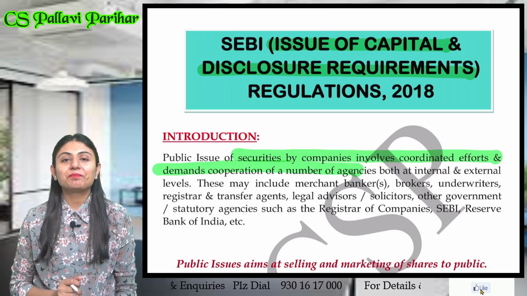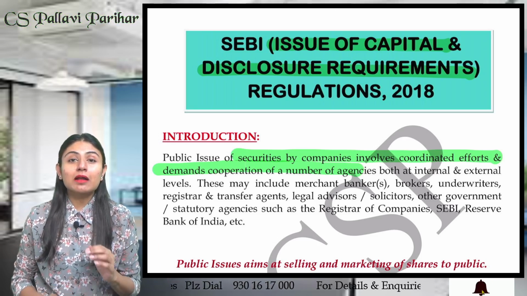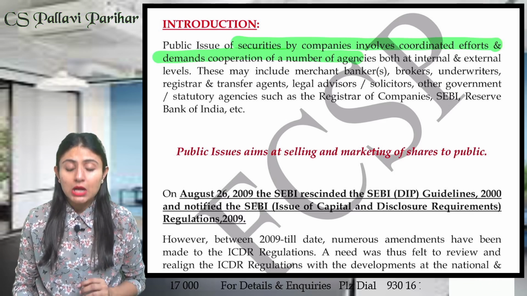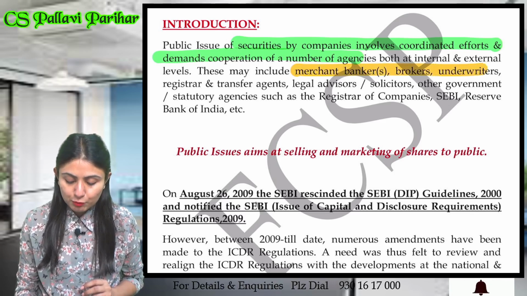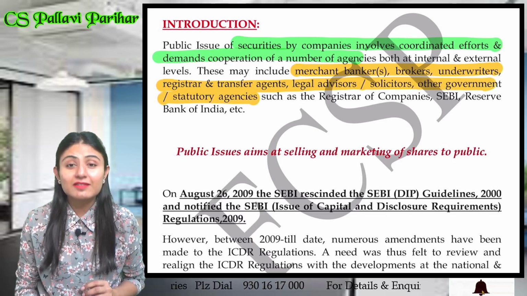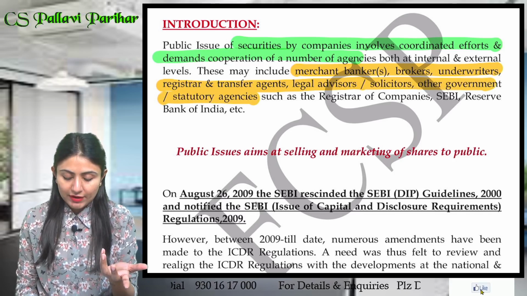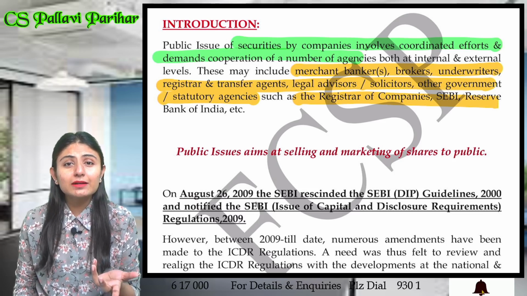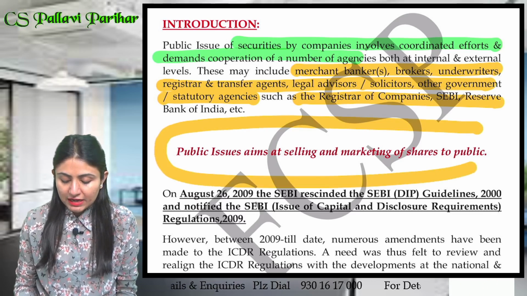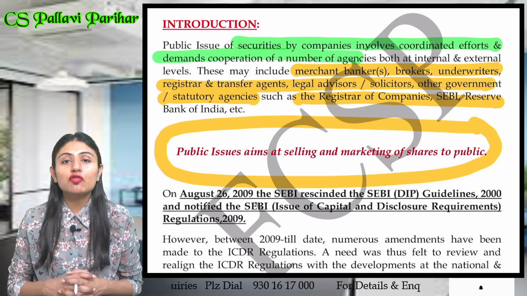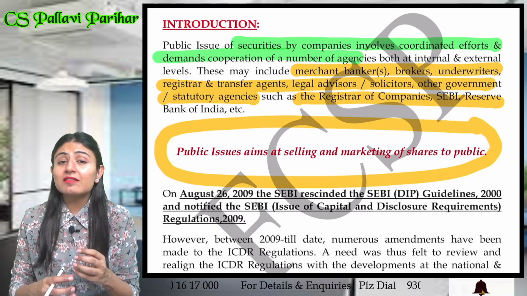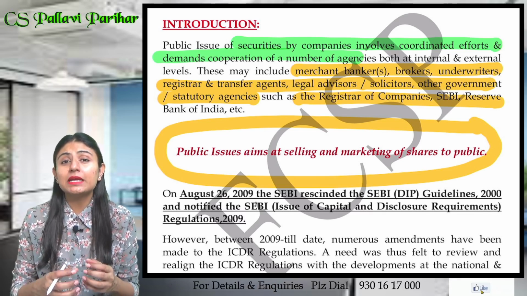As you can see on the screen, there are multiple intermediaries that I have named for you who are associated with a corporate borrower at the time of issue, whether it is the merchant banker or the brokers, the underwriters or the registrars, legal advisors, solicitors and other government and statutory agencies. That of course includes our very own Registrar of Companies, Reserve Bank and SEBI of course. So with this intent of coming up with a public issue wherein we want to sell and market our shares or other securities, we need to comply with certain regulations, and that's when the regulations of SEBI come into existence.